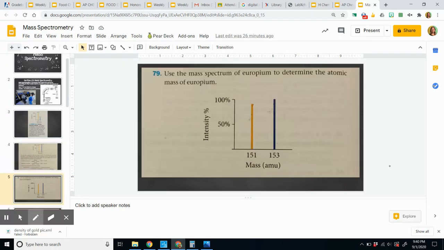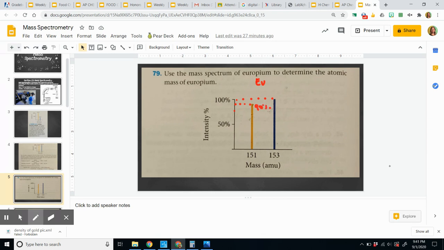Okay, so number 79 in the back of the chapter, the mass spectrum for europium, Eu, is down here, and it wants us to determine the atomic mass of europium. So again, this is one that's really hard to estimate, but I would say that the 153 is at 100%, and this one, if it was halfway in between, this would be 75. Let's call it about 90%. So I'm going to estimate this to be 90%.